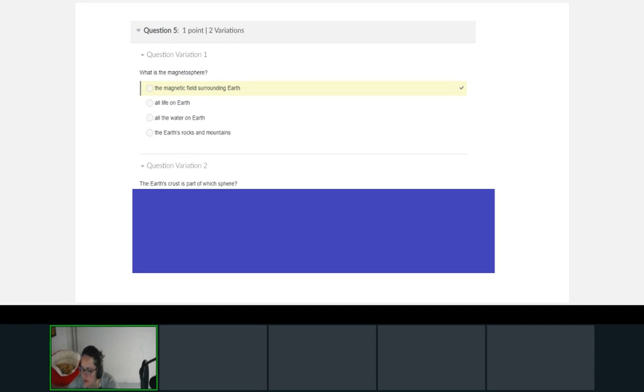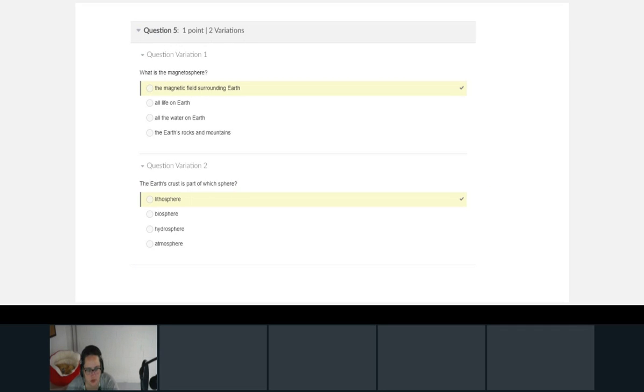The Earth's crust is part of which sphere? Is it the lithosphere, the biosphere, the hydrosphere, or the atmosphere? And just how we talked about in this previous question, the Earth's rocks and mountains are part of the lithosphere, the crust is also part of that lithosphere. So the Earth's crust is part of the lithosphere.